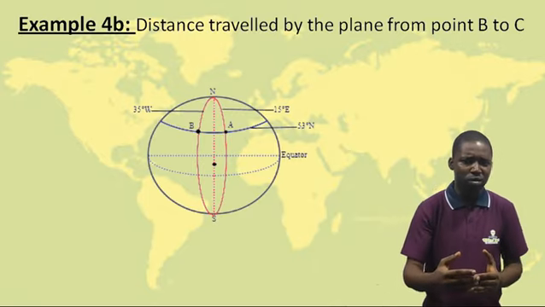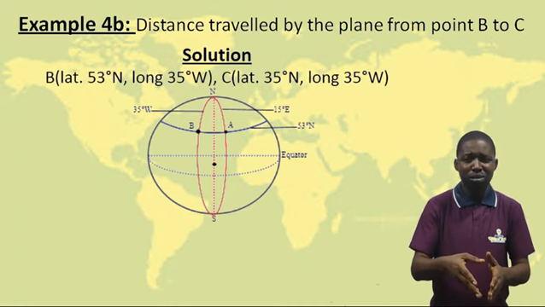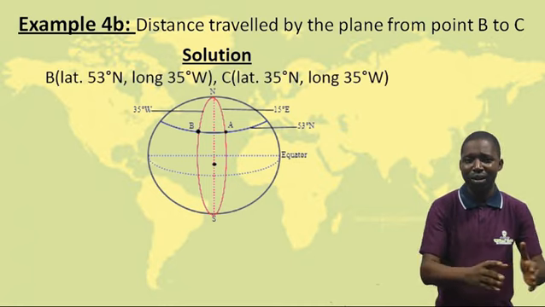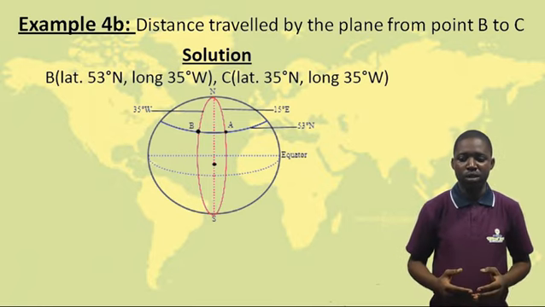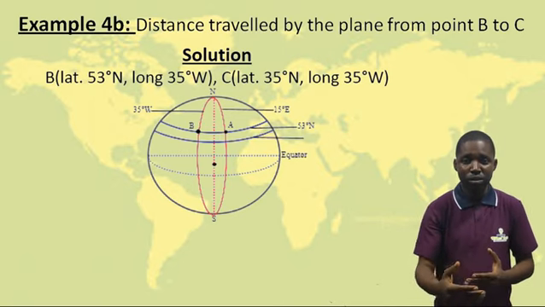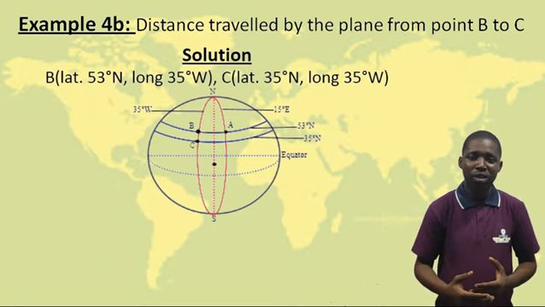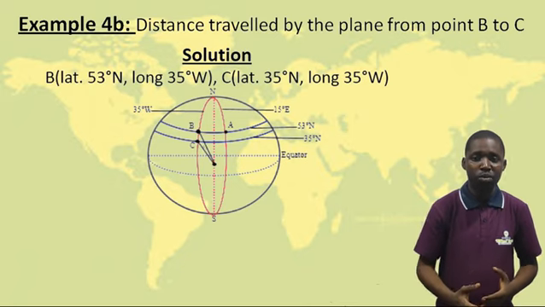The second part of the question is relating B to C. I already have B on the globe while drawing for the relationship of A and B. So all I need to do is just add the position for C. My C is 35 degrees north. That is a line of latitude, the blue line. You can see it there. While my longitude for C is 35 degrees west. That will also be added.